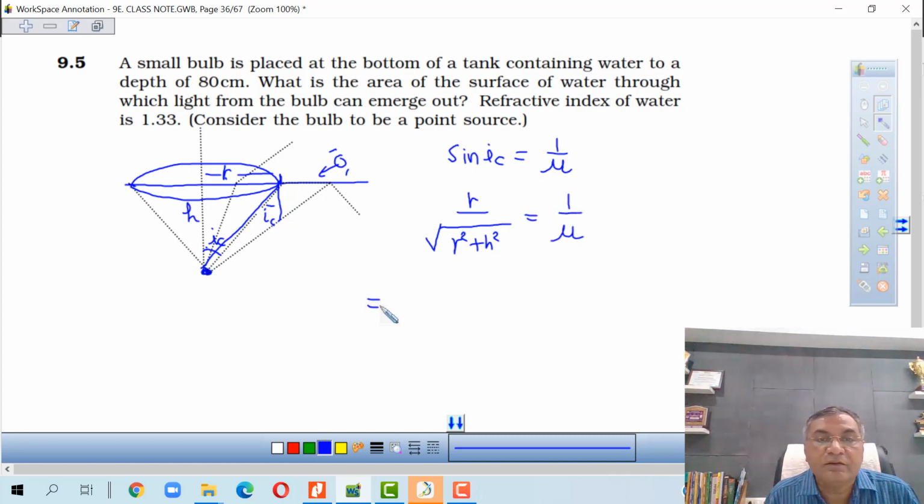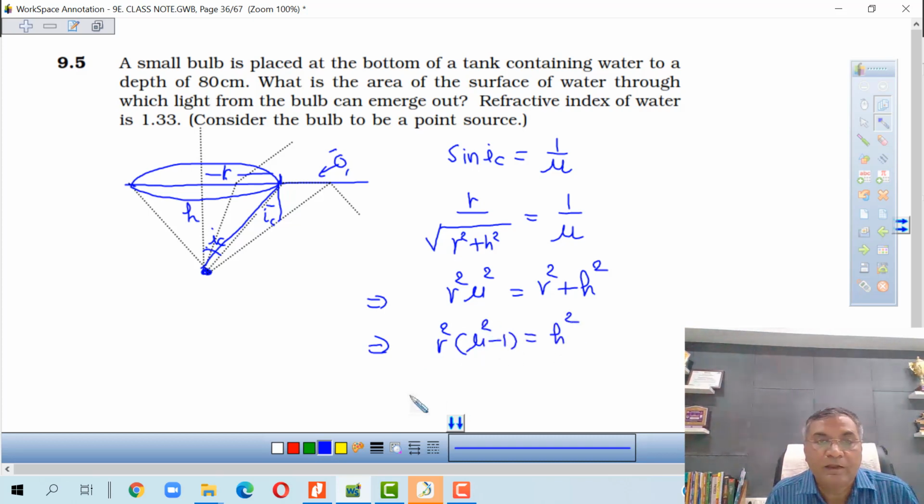We square both the sides, so we get R square upon R square plus H square equals 1 upon mu square. Okay, cross multiplication, and so we get R square into mu square minus 1 is equal to H square, and so we get R is equal to H upon root of mu square minus 1. So this is the R up to here.